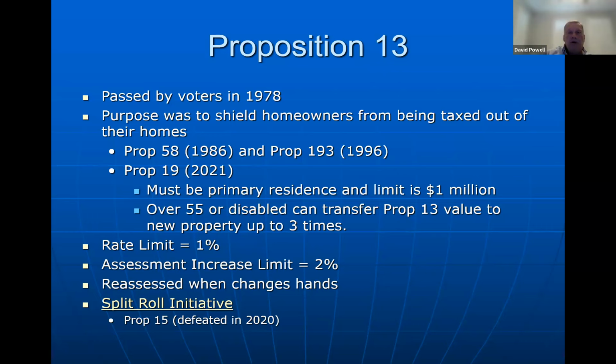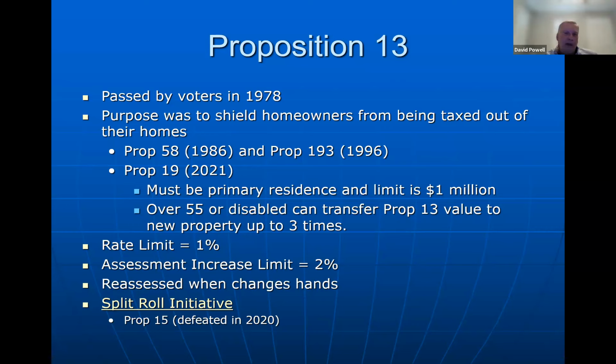The primary circuit breakers under Proposition 13 were a 1% property tax rate limit and a 2% assessment increase limit. So it limited the property tax rate to be charged to 1%, and it limited the amount that the assessed valuation of a property could change up to a maximum of 2% per year. Now, you may be looking at your property tax bill and you might be saying, I'm paying more than 1%. So why am I paying more than 1% if Proposition 13 has a 1% property tax rate limit? And that's an excellent question.